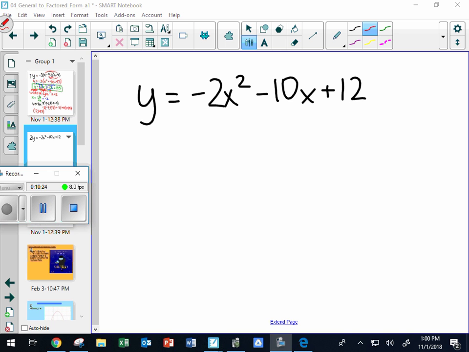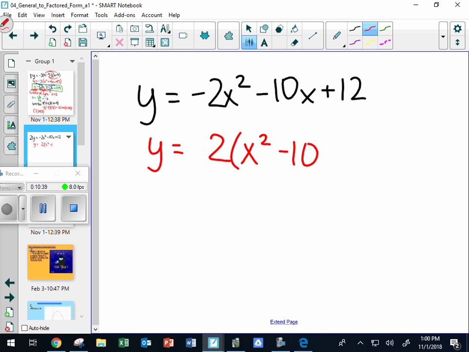Just a little bit of a hint while you are factoring this. What is one thing that we can definitely factor out of each of these terms? A 2. So if we factor out a 2, we'll have x squared minus 10x plus 12. But I heard something else. A negative 2. So if you have a negative 2, then this becomes negative, this is positive, and this becomes negative. Isn't it so much easier to factor if you don't have a negative x squared? Yes. All right.